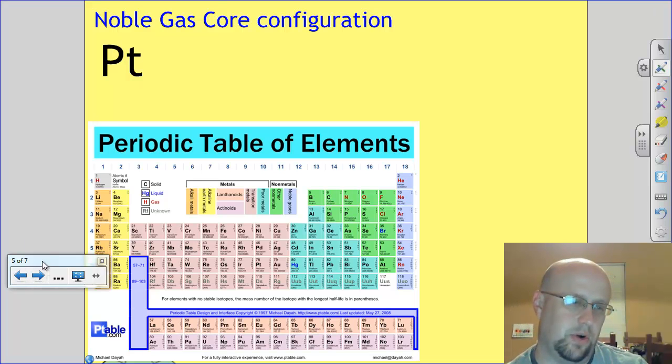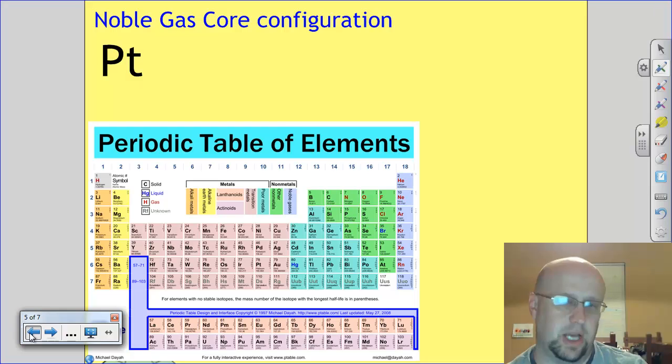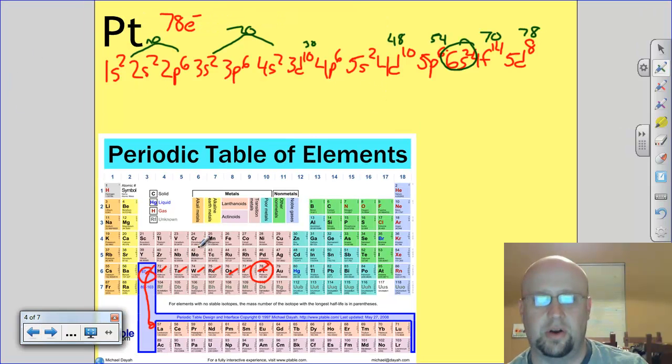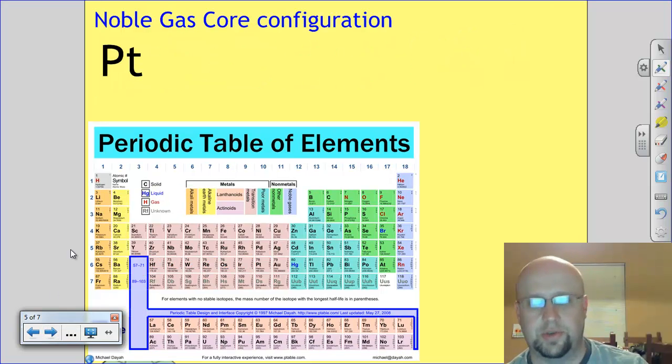Okay, shorthand was all well and good, but when we wrote that platinum out in the last one, that thing is still pretty darn long. I mean, it's not as long as drawing out all the boxes, but it's still long. So we want a shorter way. So we're going to do a way called noble gas core.